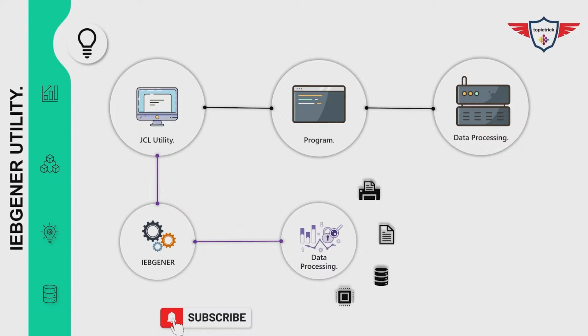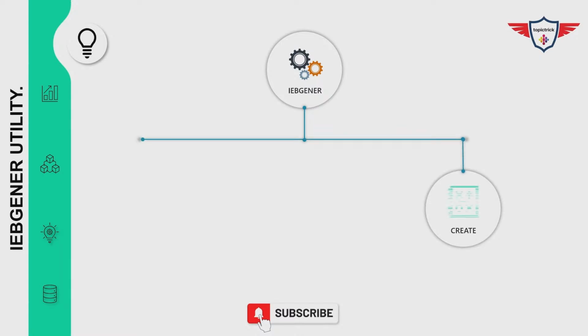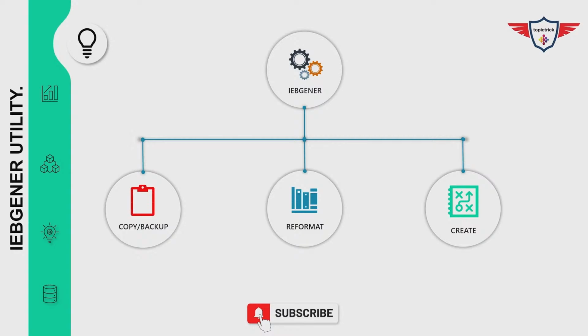As a result, this utility can be used to backup or restore sequential datasets. You can also use this utility to print a non-VSAM sequential dataset by copying it to a sysout dataset. Finally, the common use of IEBGENER utility is to create, reformat, and backup non-VSAM sequential datasets.